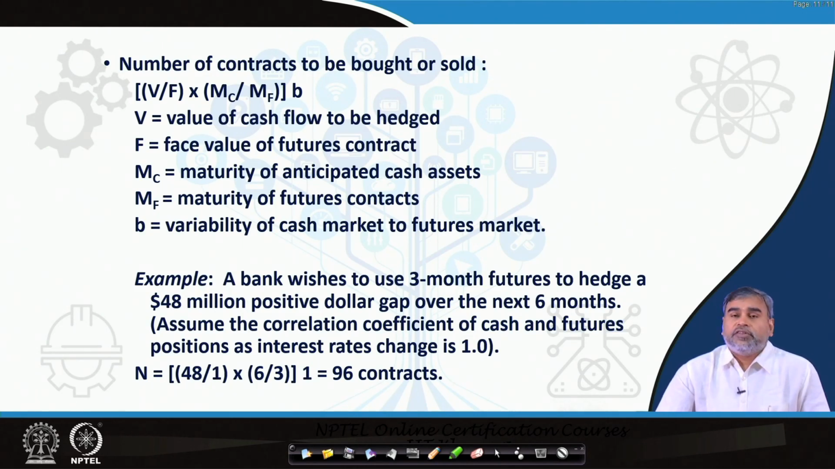So, depending upon the change in the face value of the future contract and the change in the maturity period of the future contract as well as the cash asset, this number of contracts can change. This is the simplistic way of finding out the number of contracts required to manage this particular interest rate risk in the system.